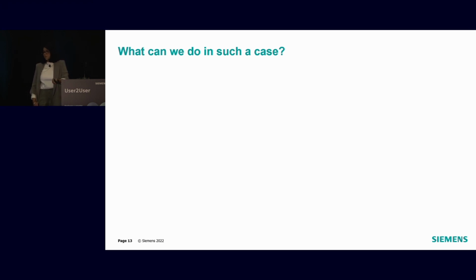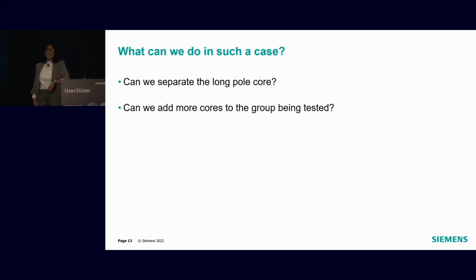You are EDA vendors, give me the solution, right? That's what we are here for. So in such a case, can I separate the long pole core? Can I separate core A, which is using 10 million cycles? And can I add more cores to the mix of the cores being tested? We already said that the packet size is 15, bus width is 20. You're reserving that bandwidth, so why not use it? Let's see, can I do one of these two? Can I do both? Or can I do none? Let's evaluate that.